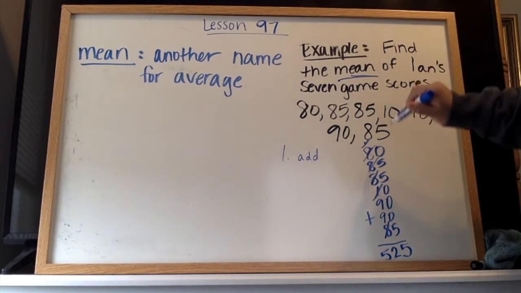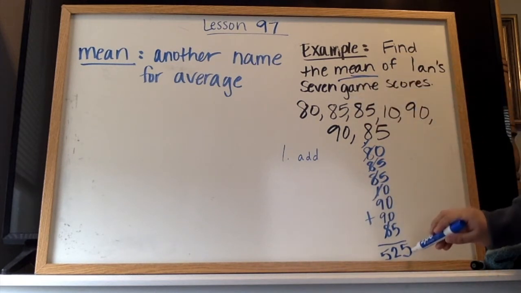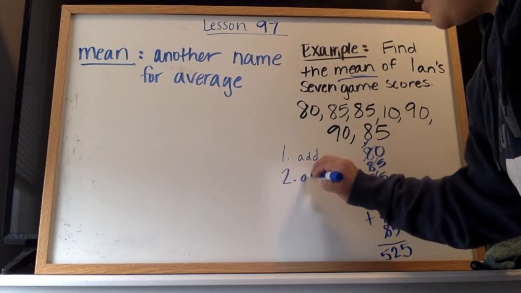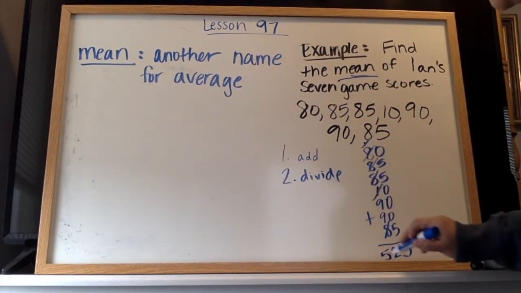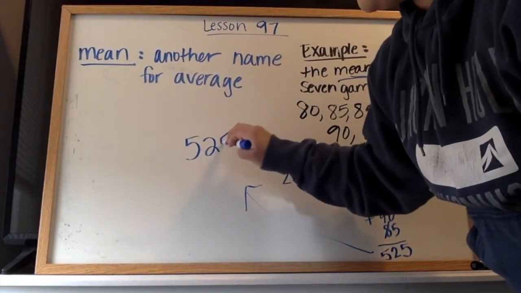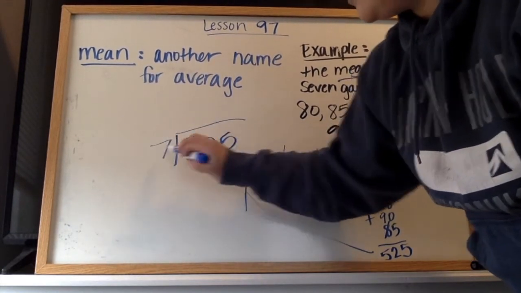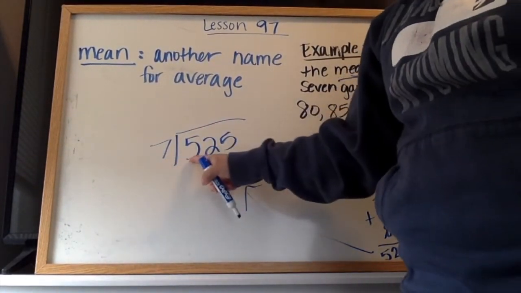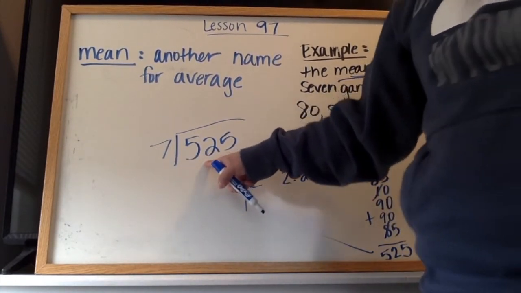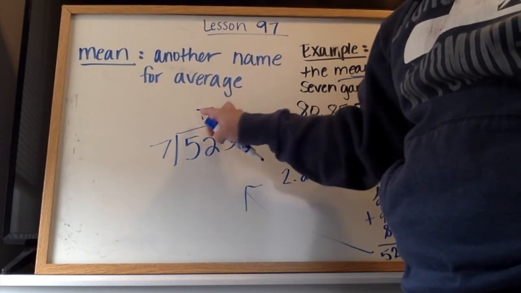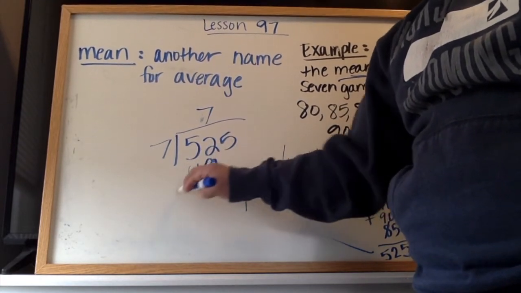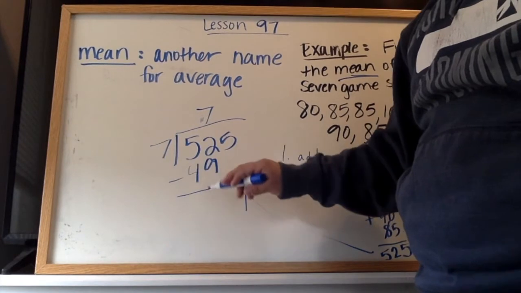Now, I need to divide that by however many scores there were. In this case, we had 7 scores, so I need to split 525 into 7 equally. So the next step is divide. I'm going to come over here so I have more room. I'm splitting this total into 7. 7 doesn't go into 5, but it does go into 52. 7 goes into 52 7 times. 7 times 7 is 49. When you subtract these, you'll get 3.